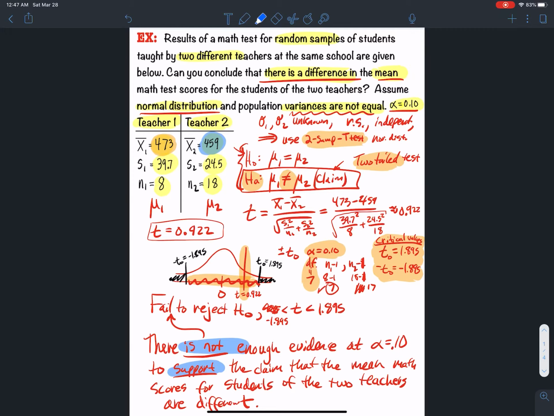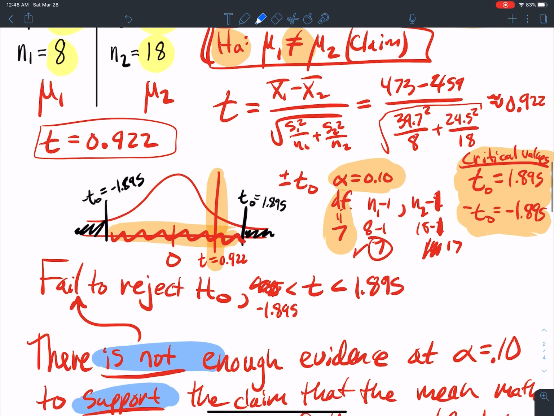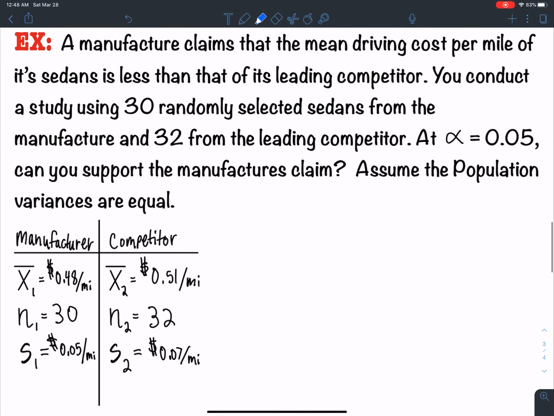Okay? Can you conclude that there is a difference? So there's not enough evidence to say that there is a difference. All right? So we fail to reject the claim that they're equal. So not enough evidence to support that claim. Okay, next problem.